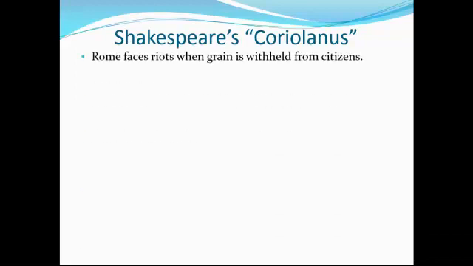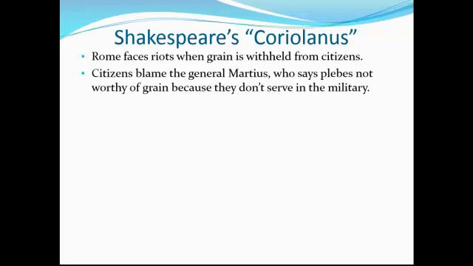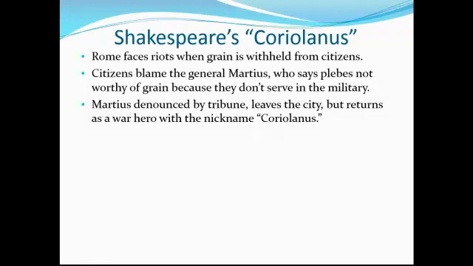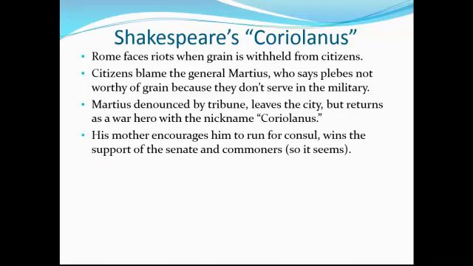So what happens is that Rome faces riots when grain is withheld from the citizens. Citizens blame the general Marcius, who says the plebes aren't worthy of grain because they don't serve in the military. Marcius is denounced by the tribune. He leaves the city, but he returns as a war hero with the nickname Coriolanus. His mother encourages him to run for consul, and he wins the support of the Senate and the commoners, or so it seems.